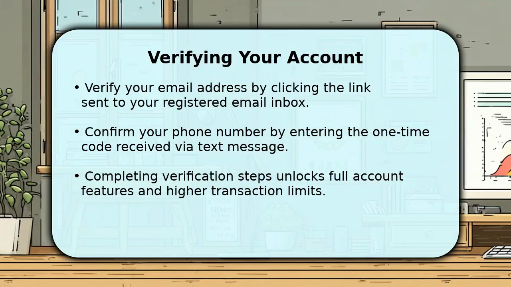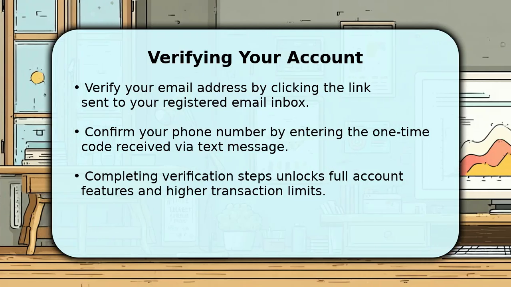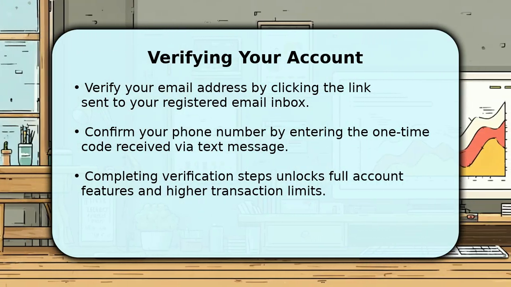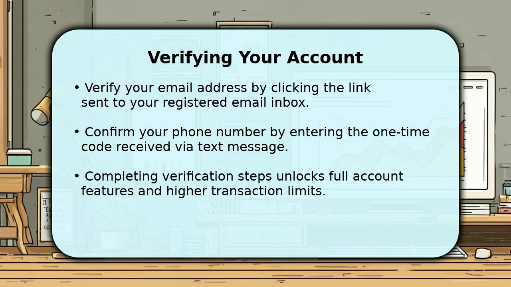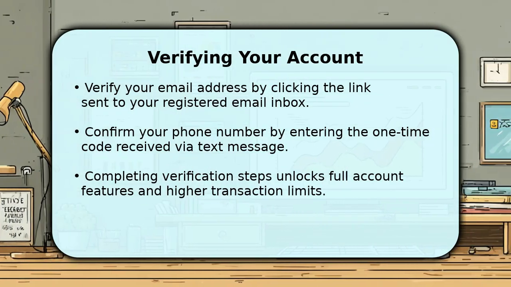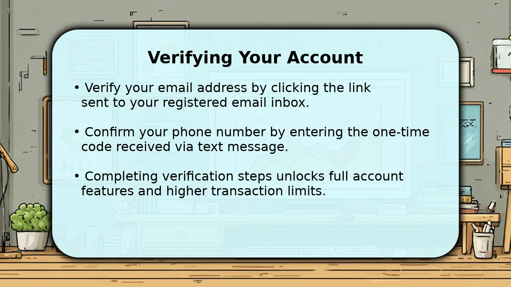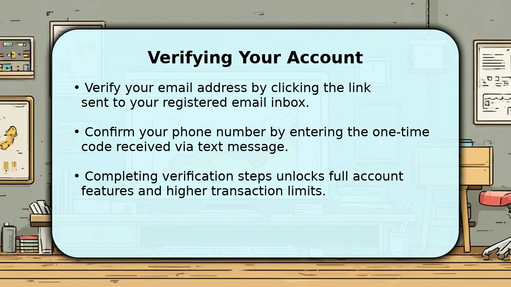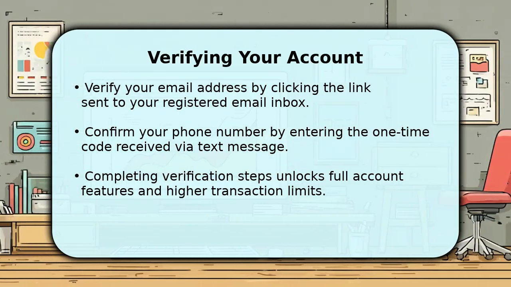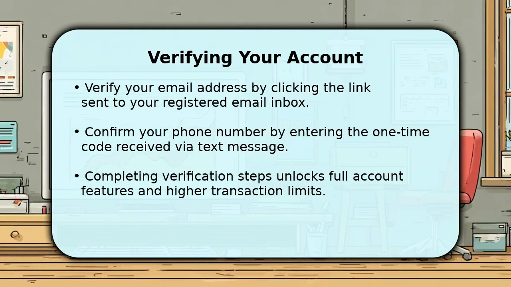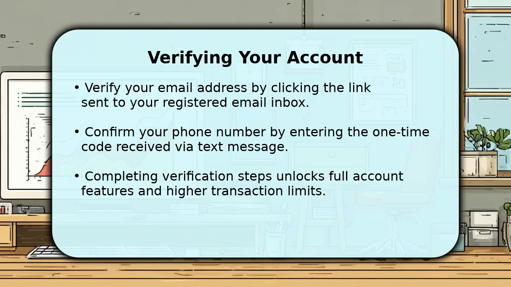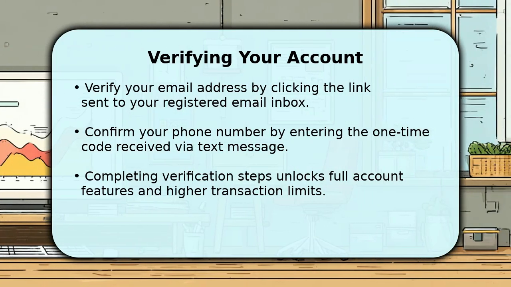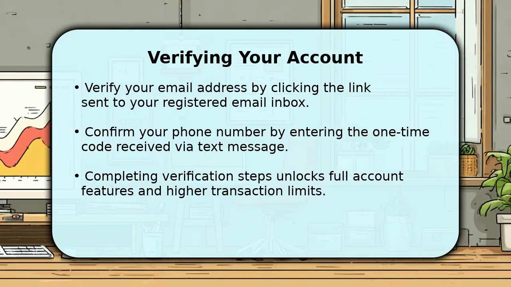Account verification is a critical step to ensure security and full functionality. First, check the email address you registered with PayPal for a verification link. Click it to confirm your email. Next, verify your phone number by entering the 4-digit or 6-digit code sent via text message. Occasionally, additional identity verification may be requested, such as submitting a photo of a government-issued ID. These steps protect your account and ensure smooth transactions.